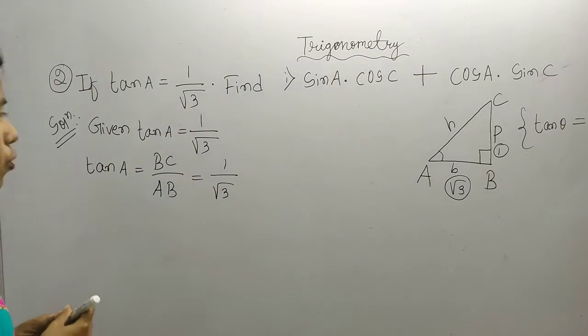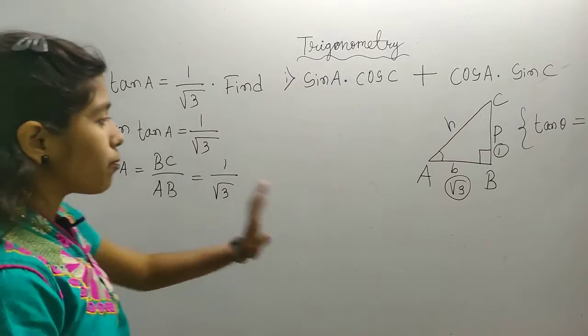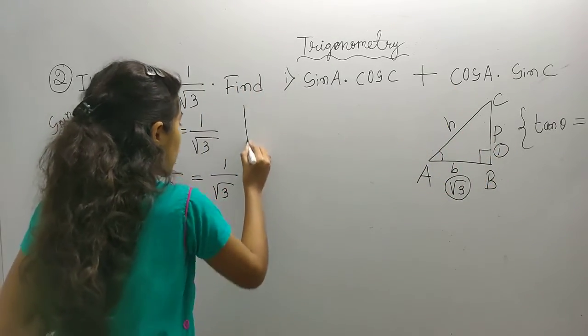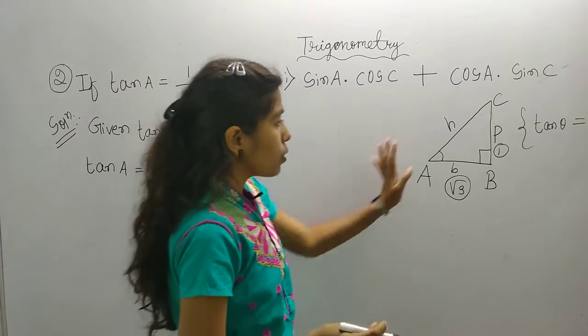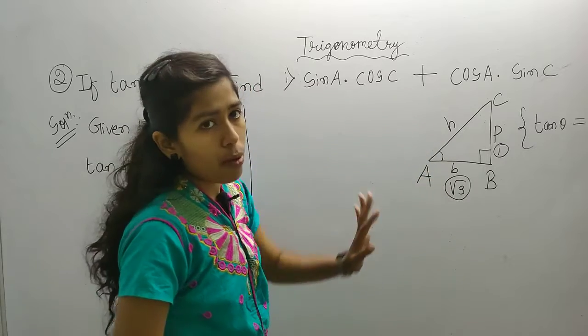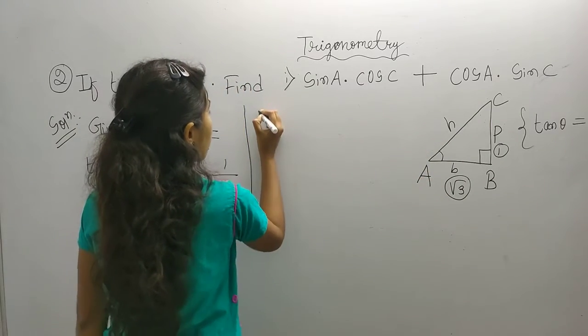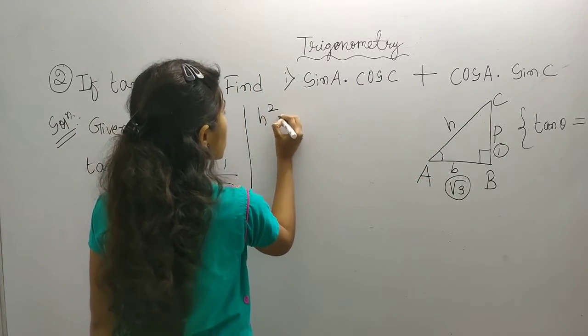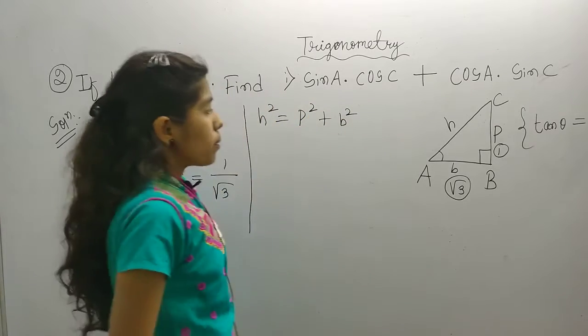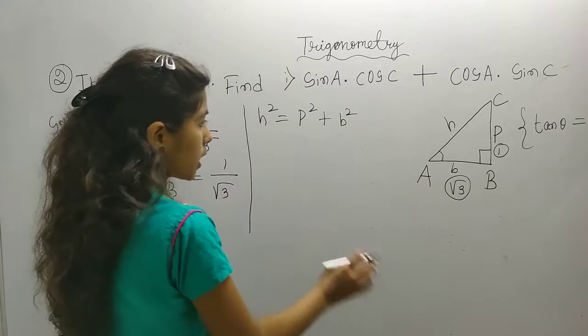Next, what is our duty? I said we have to complete the triangle. So let's complete the triangle. In the triangle, which part is missing? Perpendicular is there, base is there. So we have to find the hypotenuse. The formula is H square equals P square plus B square. From the Pythagoras theorem we already know that.